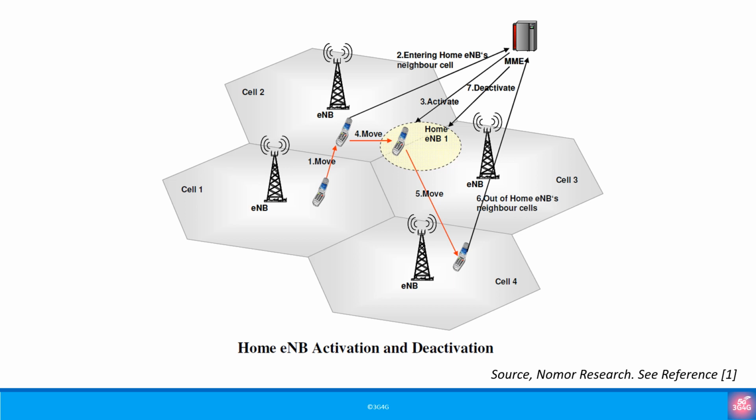You should bear in mind that the procedure for activation deactivation for small cells or home eNodeBs are different from macro cells, as we saw earlier using the X2AP signaling messages.